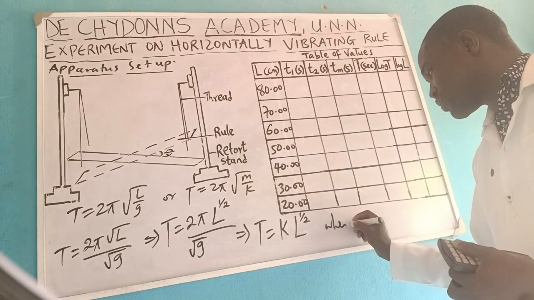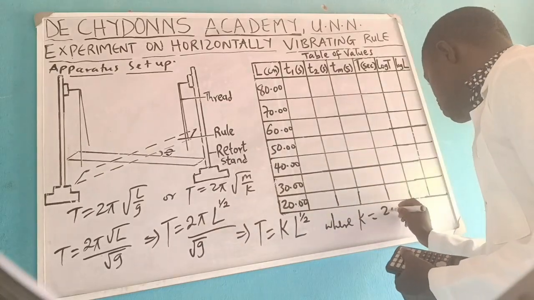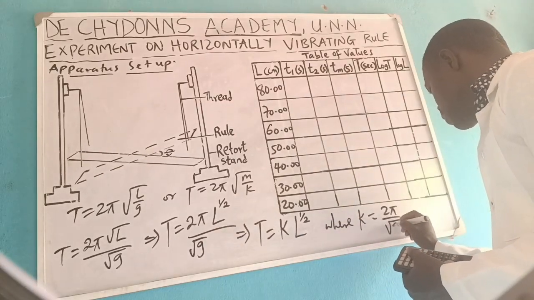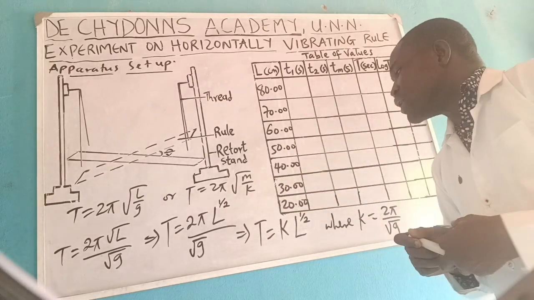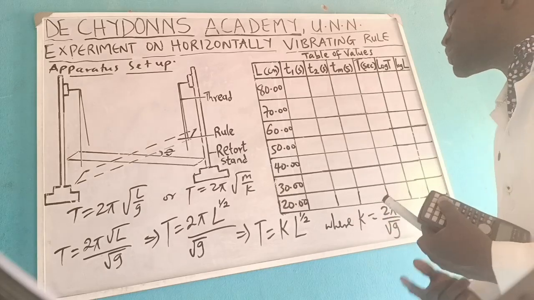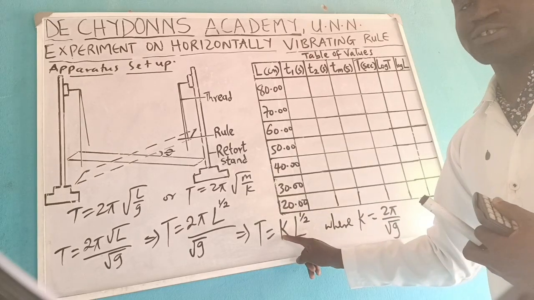Where k is equal to 2 pi over root g. Please note this concept very well. This is trying to tell you that this 1 over 2 is constant and this k is constant.